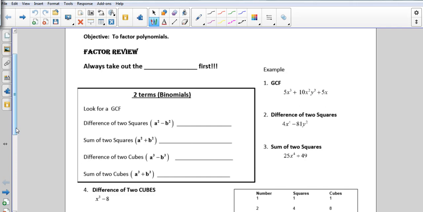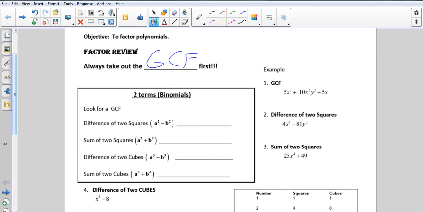So, the most important thing to always remember, which we've stressed over and over, is you have to always take out the GCF, the greatest common factor. Always. Always look for that. If nothing else, it will just make life easier. You have smaller numbers to deal with when you're factoring, guessing and checking, whatever. So number one, we're going to do the GCF.